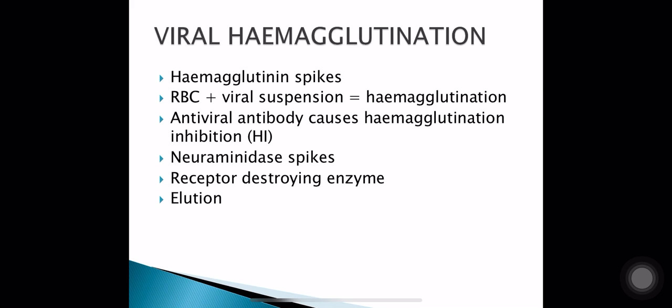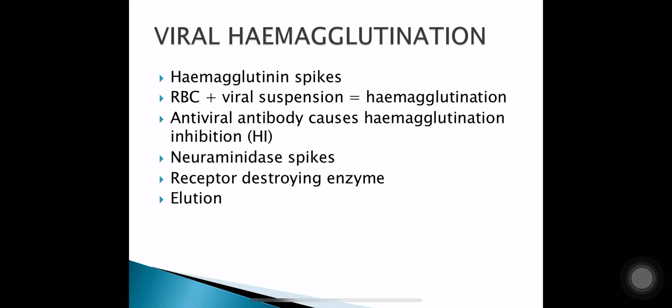Viral hemagglutination. What is hemagglutination? Hemagglutination means agglutination of RBCs. Now, some viruses have an envelope, and the envelope has hemagglutination spikes. When these viruses having the hemagglutination spikes are mixed with RBCs, it will lead to agglutination of the RBCs, which is known as hemagglutination. And when you add antibody against these hemagglutination spikes, then that hemagglutination will be inhibited, and this is called hemagglutination inhibition test.